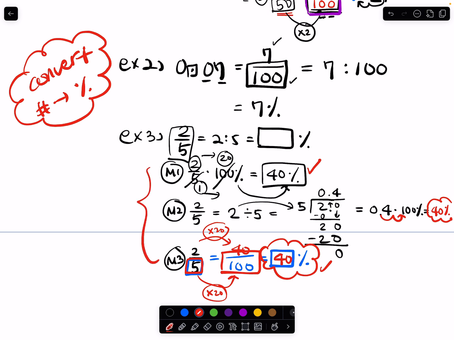Through all 3 methods, we are able to confirm that 2 over 5 is equal to 40%. That is how you convert a number to a percent.